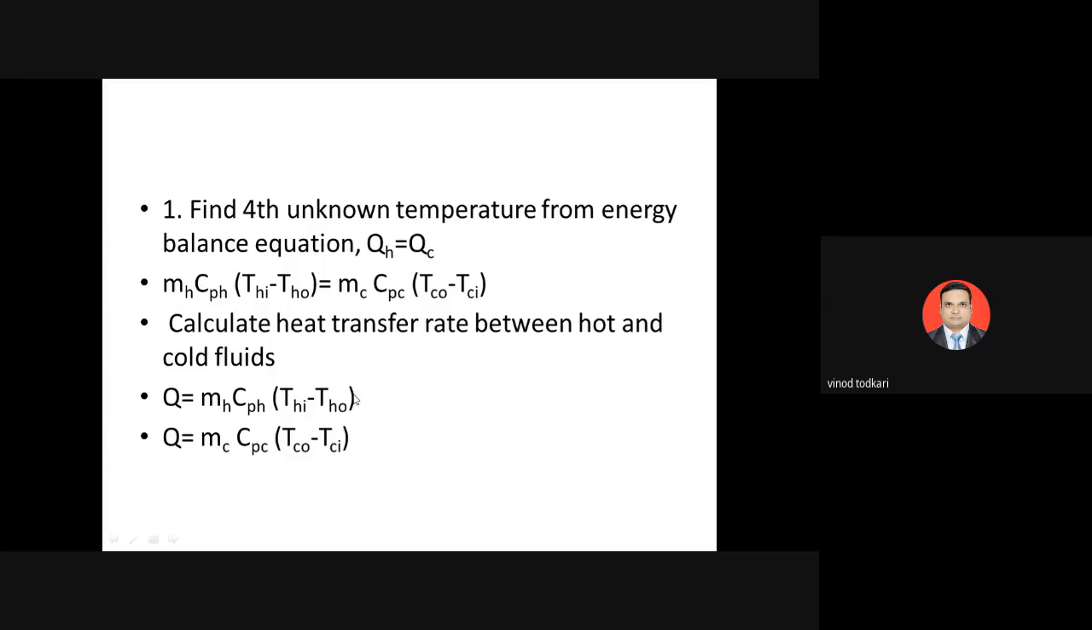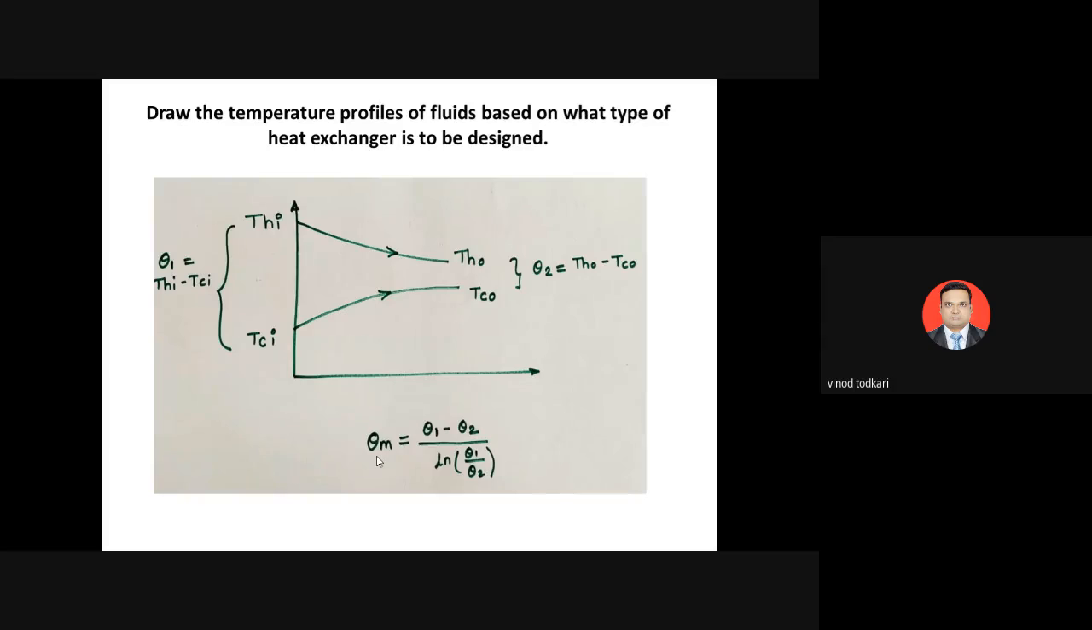What is step number 2? Step number 2 is to find the heat transfer rate required. Either you can use Q is equal to MH CPH delta T of hot, or you can use Q is equal to MCP delta T of cold. Using both equations, you can find the heat transfer rate required. This is the second step. The third step is to draw the temperature profile.